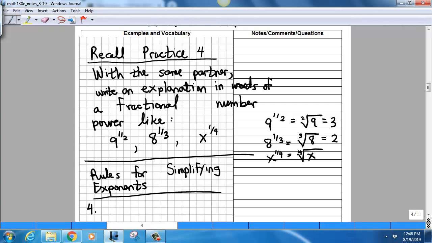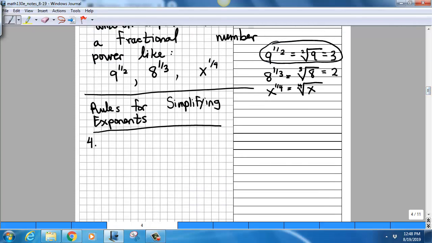So the denominator of that fraction tells you the type of root you're working with. This one occurs way more frequently than all the others: the 1/2 power. Remember, that refers to square root. So if you have a to the 1/n power, 1/2, 1/3, 1/4, that means the nth root of a. Just as Arthur said, the denominator of that fraction tells you the type of root. Fractional exponents are going to mean roots.